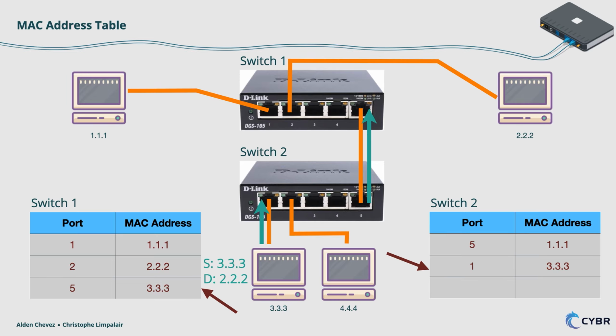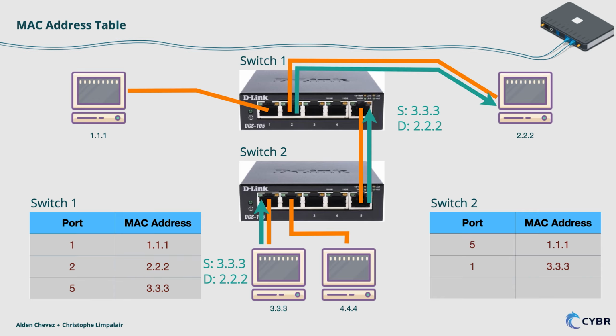Now switch 1 learns that 333 can be reached using port number 5, and then computer 444 discards the packet. The packet is in switch number 1 and sees that the destination is 222, which is already in its MAC address table, so it sends the packet out to port number 2 without asking port number 1, and then computer 2 replies.